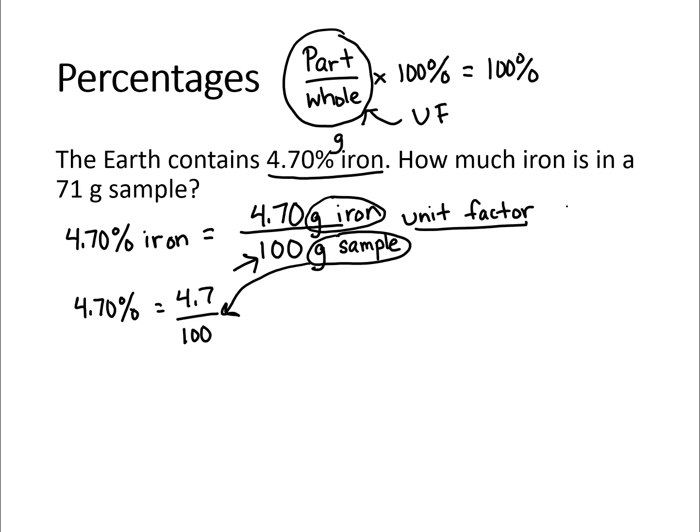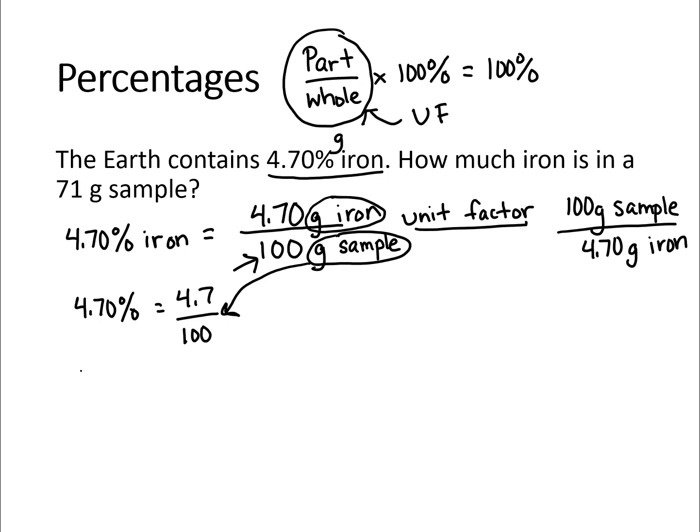The 71 grams of sample, that's going to help us answer the question. Right now, we're just writing unit factors from our percentage. We haven't even touched the 71 yet. So that's the other unit factor that we can write. Once we get our first one, then we can flip it and write the second one.